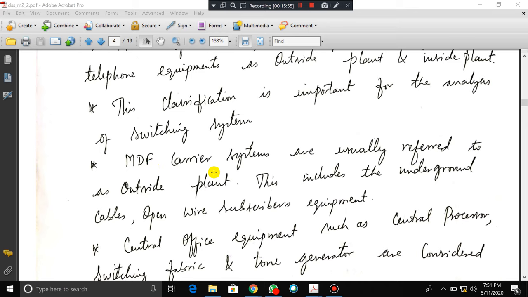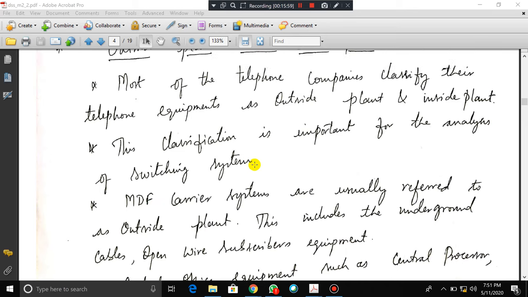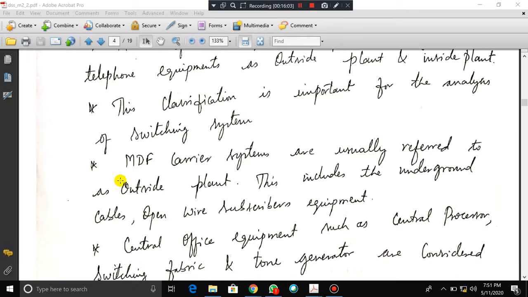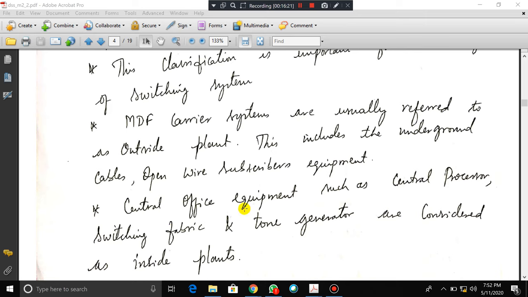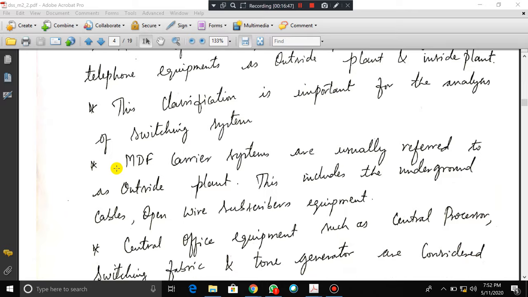The main distribution frame, MDF, which carries the systems, is usually referred to as outside plant, as in the DTH example. This includes underground cables, open wire, and subscriber equipment. Do you agree? These all come under outside plant. So which are inside plant? Central office equipment such as the central processor, switching fabric, and tone generators are considered inside plant. That means equipment installed inside the exchange is inside plant, and equipment installed or used outside is outside plant. So this is about outside and inside plants of a digital switching system.